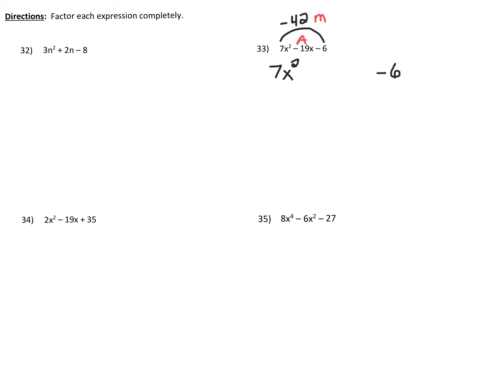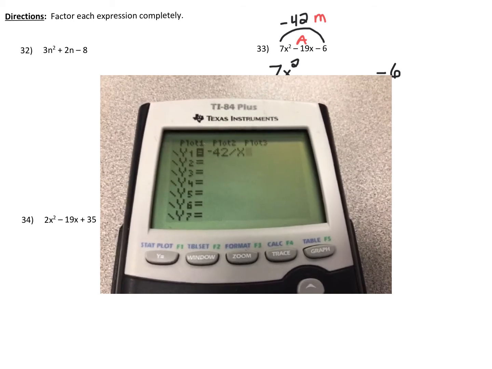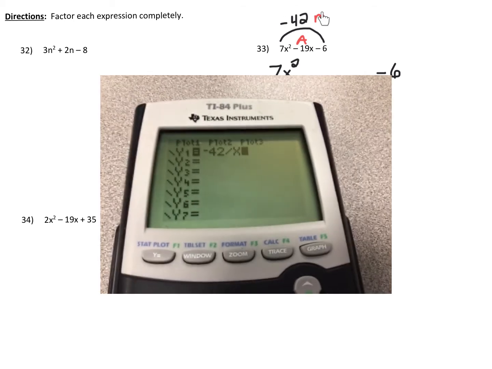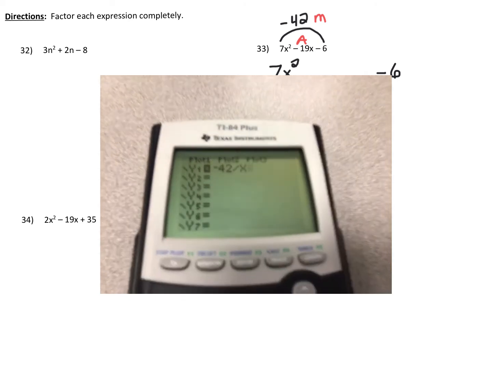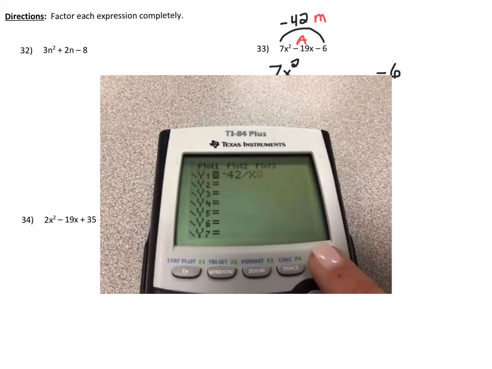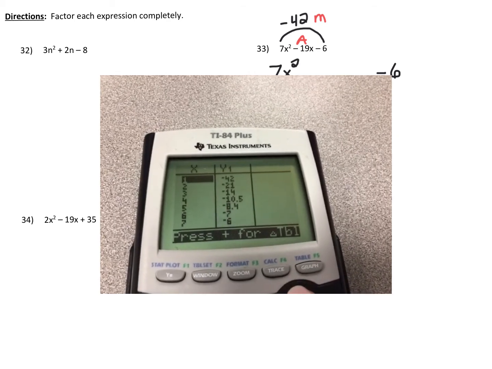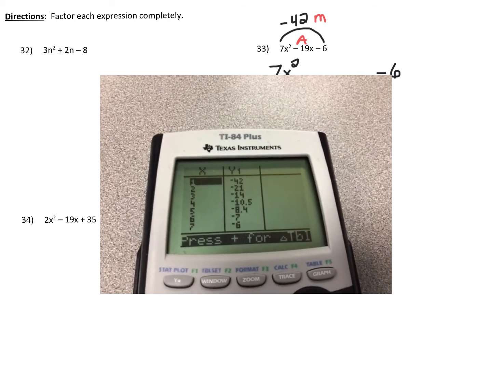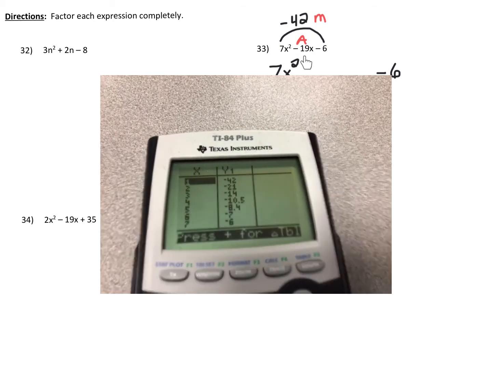Now, I'm going to remind you how you could use the calculator to do this if you want. Okay, so if you want to use your calculator, you go to y equals, and you take the number that you're trying to multiply to, so -42, and divide that by x. Okay, so now I'm going to hit second graph. I'm going to go to my table of values, and you're going to basically just scroll up and down until you come up with two numbers that you see on the list that add to -19.